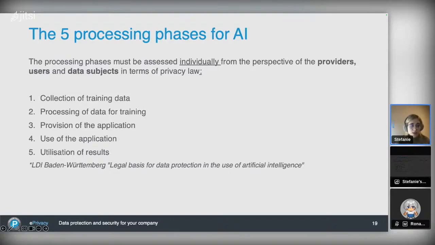So if, for our use case, you are using an AI system from an external provider, then the first 3 steps are something that probably this external AI provider is doing, because they provide you the AI system, the application of it, and have trained it before with a training data set. And for you, the other 2 steps will be relevant: the use of the application, so to put data into the AI system and receive outputs from it. This will be the use of the application. And then, of course, the utilization of results, so the further processing with the outputs that you have received from the AI systems. And then we need to have a look at these different processing activities and check for GDPR requirements.